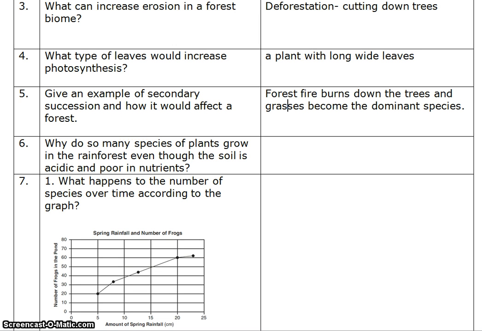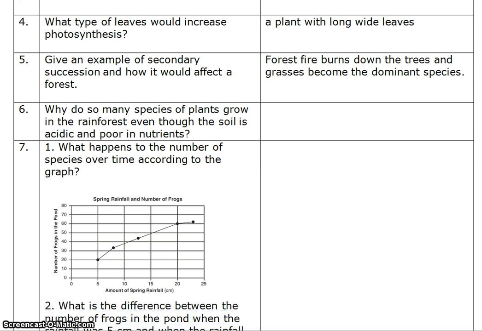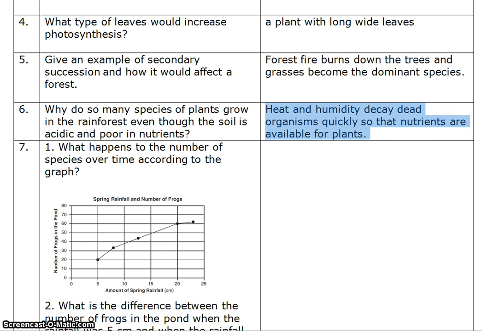Okay, number 6. Why do so many species of plants grow in the rainforest even though the soil is acidic and poor in nutrients? This was on our Just the Facts. Heat and humidity decay dead organisms quickly so that nutrients are available for plants. Because decomposition is fast, the plants are able to get the nutrients before everything gets washed away.